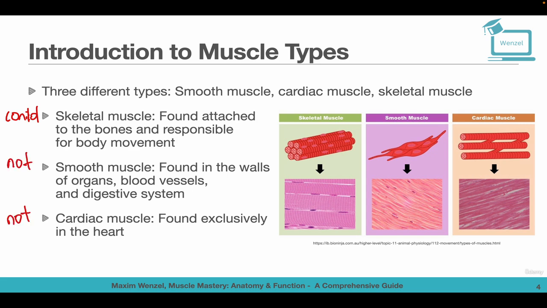So if you want, you can add this to the slides. I have uploaded the slides in the course. So this is the one I want to tell you about, these three. Now we will dive deep into the details about these three types of muscle.